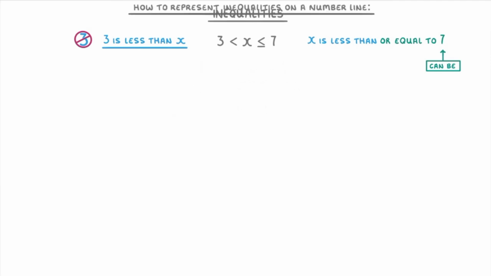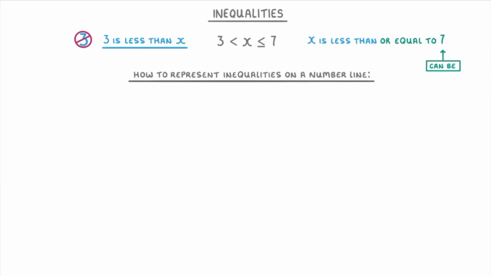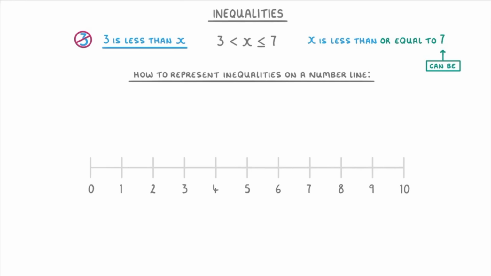You also need to understand how to represent these inequalities on number lines. So for this one, if we look at this number line of 0 to 10, x must be somewhere in this region between 3 and 7. So we put little circles above the 3 and the 7. The important bit though is that because x can also be equal to 7 itself, we need to color in the circle on the right, which tells us that x can be 7. Whereas because x can't be 3, we leave the circle above 3 empty.